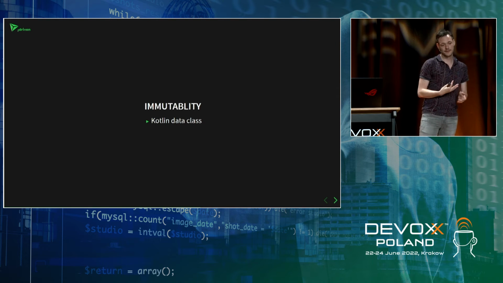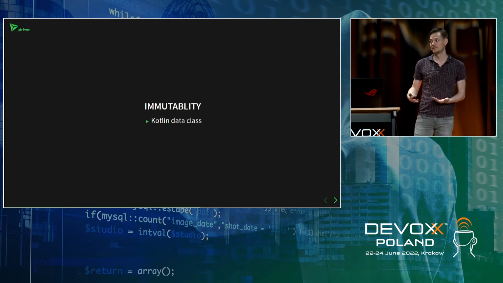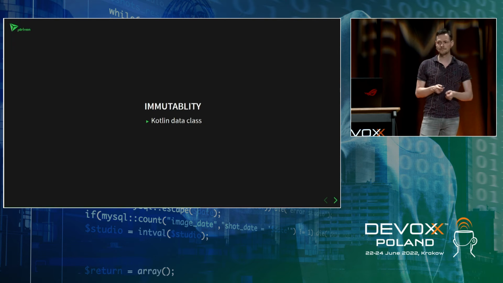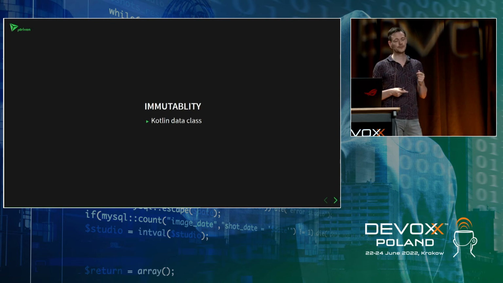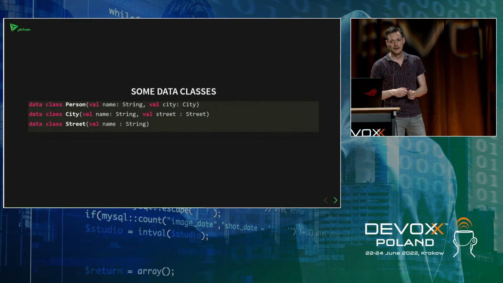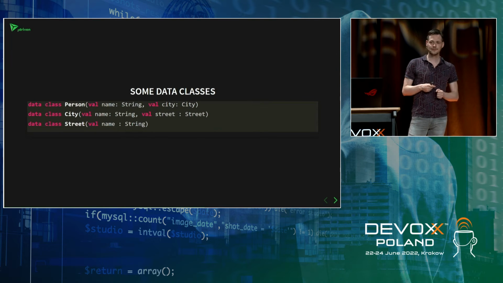And it starts with immutability. I don't have the time to go into the immutability pattern; we talked about that this morning. If you're still not convinced, please come to me after this talk. But Kotlin's data class supports the immutability pattern really well. So let's create some data classes.